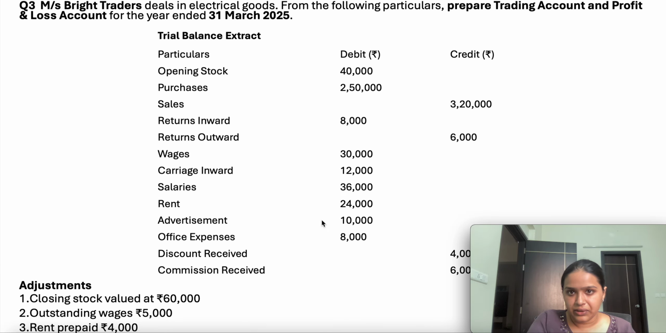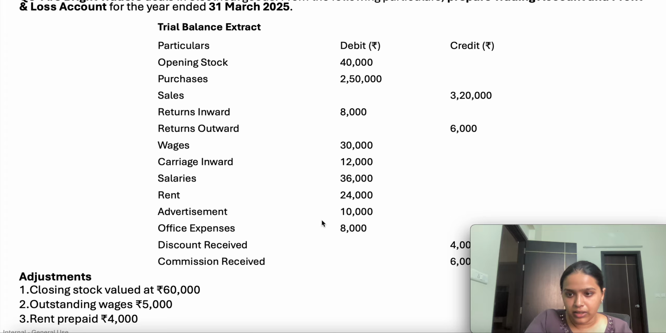This is the third question, where we have to prepare a combined trading account with the profit and loss account. First of all, we will prepare the trading account, and after that we will prepare the profit and loss account. Okay. So this is the opening stock of 40,000, which will be visible on the debit side. There are purchases of 2,50,000 and sales of 3,20,000. So purchases should be visible on the debit side, and sales should be visible on the credit side. Return inward 8,000.